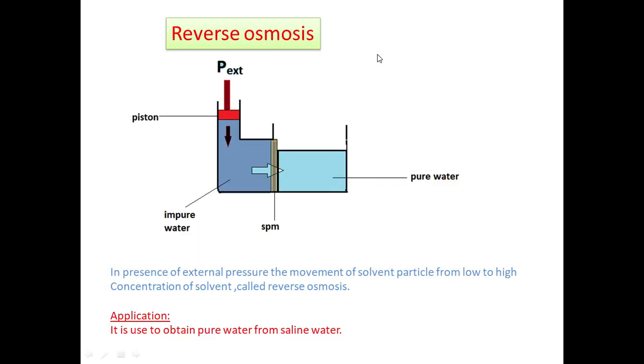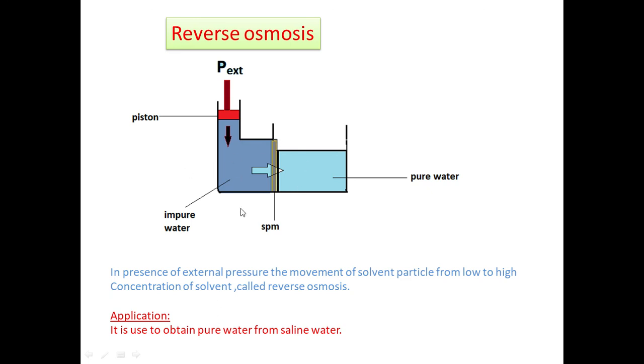Osmosis has various applications, such as in transportation of water in plants and animals. Reverse osmosis is another term that is practically utilized in most of the countries which are surrounded by saline water, sea water. So reverse osmosis plays a very important role to obtain pure water from saline water.